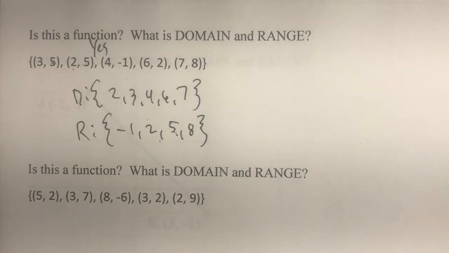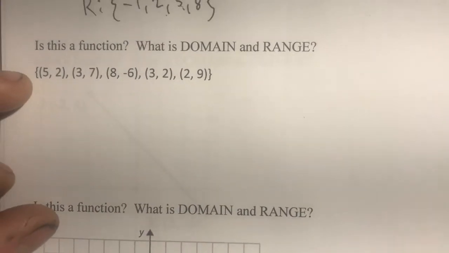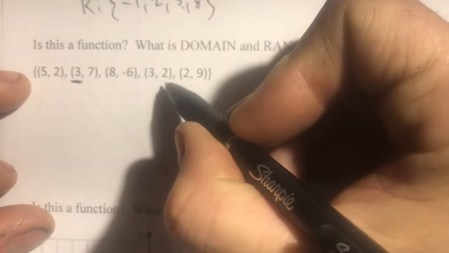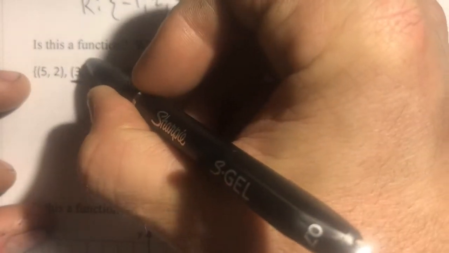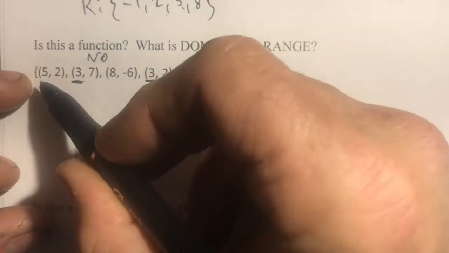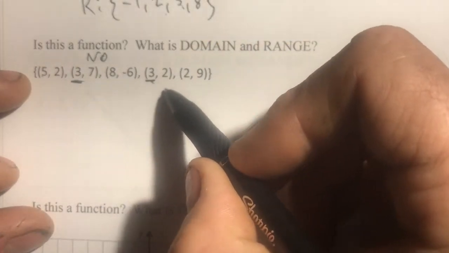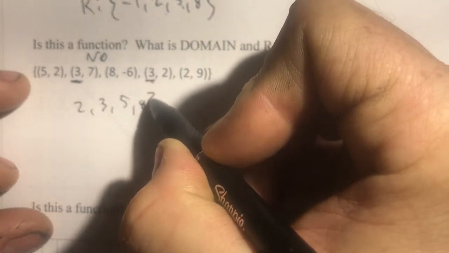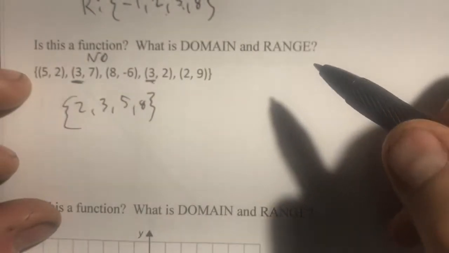Okay. What about this one? Is this a function? All right, 5, 3, 8. Oh, 3 again. Look here. No, it's not a function. What's the domain? I got 5, 3, 8, 3, 2. So I got 2, 3, 5, and 8. There's my domain.